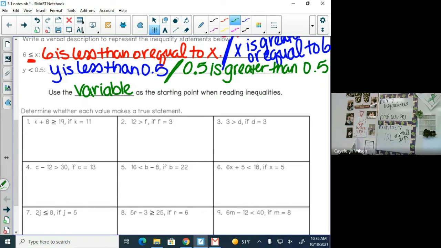All right, so on 1 through 9, basically we're just going to say, is it true or is it false? So we're just going to put T or F. Okay, well, hold on, we don't know yet. So number 1.